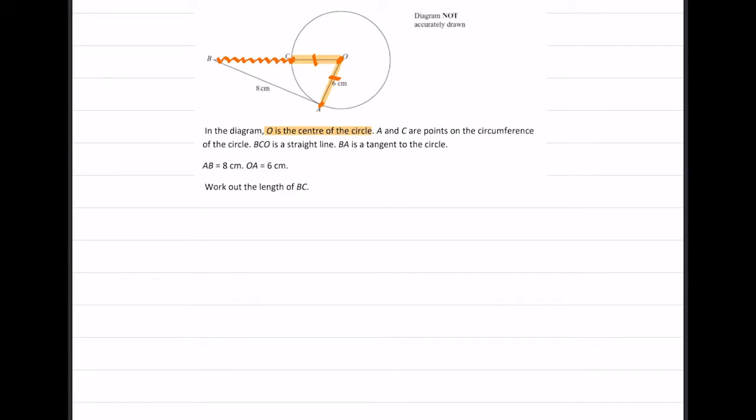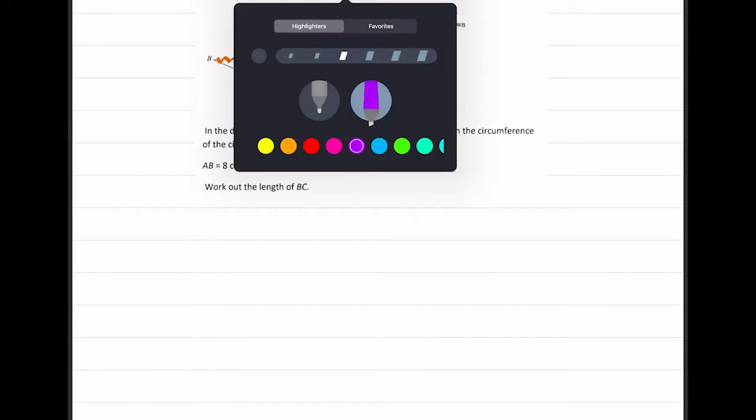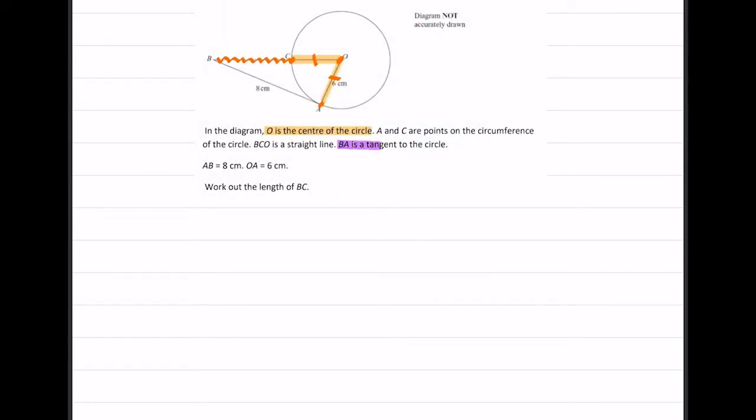BCO is a straight line, and then it says that BA is a tangent to the circle. Now the fact that BA is a tangent to the circle means that we have a 90-degree angle over here, because we know that the radius is perpendicular to the tangent. That's one of our circle theorems. AB is equal to 8 centimeters, OA is equal to 6 centimeters, and the question says work out the length of BC.